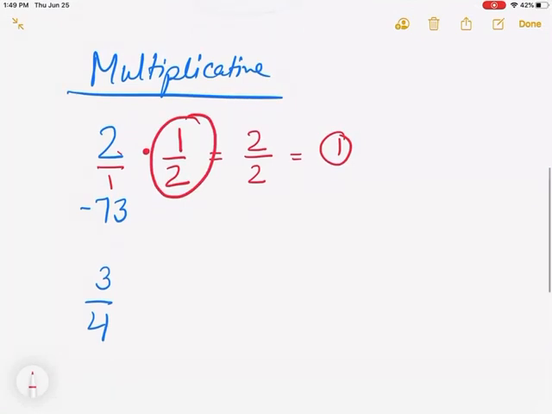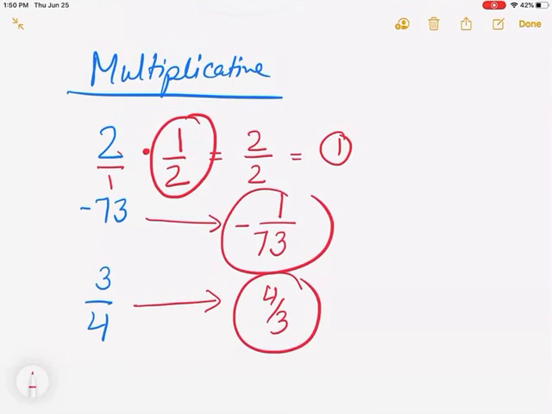So negative 73, what would be its multiplicative inverse? Take the reciprocal. It's 1 over, and don't forget to carry the sign. If there is any negative, make sure you carry the sign. 3/4, what would be its reciprocal? The answer would be 4/3. Here you go. So that's how we find multiplicative inverse.